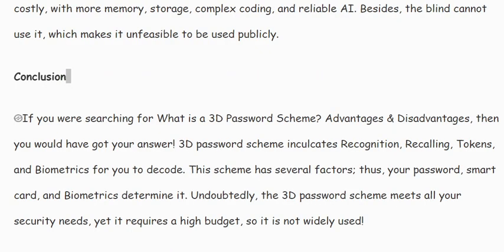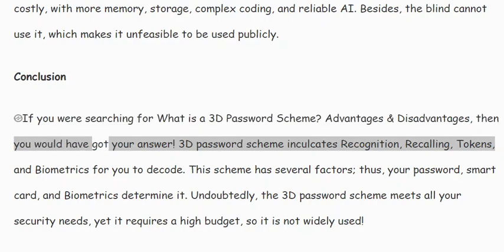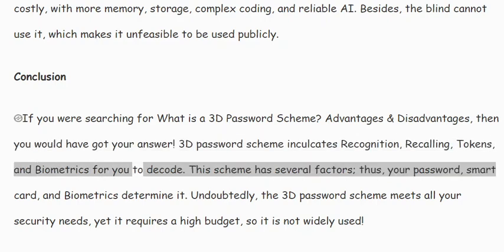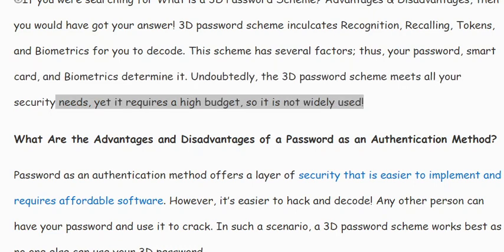Conclusion. If you were searching for what is a 3D password scheme, advantages and disadvantages, then you would have got your answer. 3D password scheme inculcates recognition, recalling, tokens, and biometrics for you to decode. This scheme has several factors, thus, your password, smart card, and biometrics determine it. Undoubtedly, the 3D password scheme meets all your security needs, yet it requires a high budget, so it is not widely used.